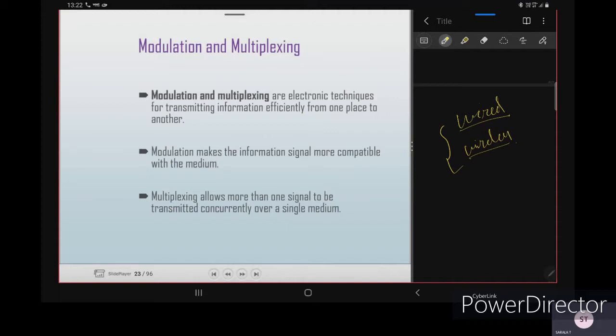And multiplexing allows more than one signal to be transmitted concurrently over a single medium. Over a single medium only. See, multiplexing means, you can take it as, you have signals 1, 2, 3, 4 and 5. 5 signals are there. You have a single line of transmission, that you can take as a single wire, or channel, anything you can take.